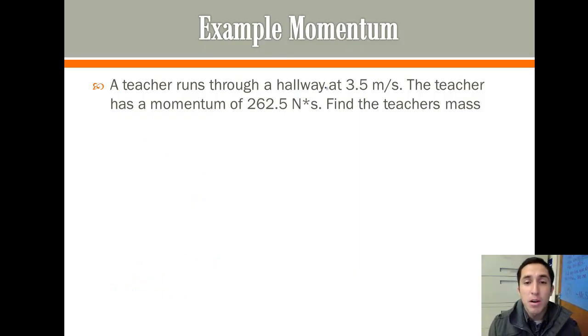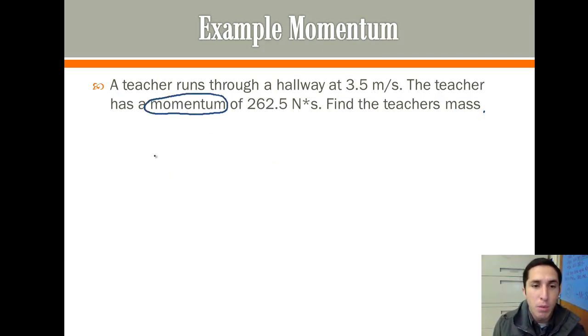A teacher runs through a hallway at 3.5 meters per second. The teacher has a momentum of 262.5 Newton seconds. Find the teacher's mass. Alright, so let's see. What word do we see here that makes a big difference? Momentum. That's the word we're checking out. What do you know about momentum? Yes. P equal to mass times velocity.